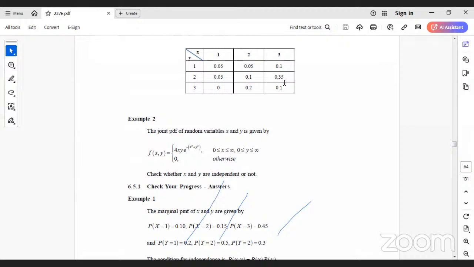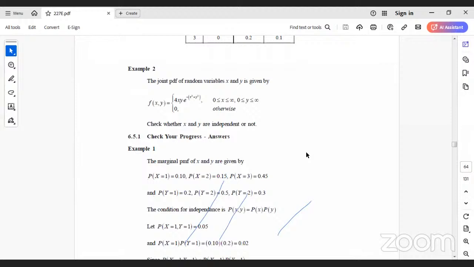0.35 plus 0.1 plus 0.5, 0.5. That is 0.1 and 0.2, 0.3 we are writing here. Again, the conditions we are using here.